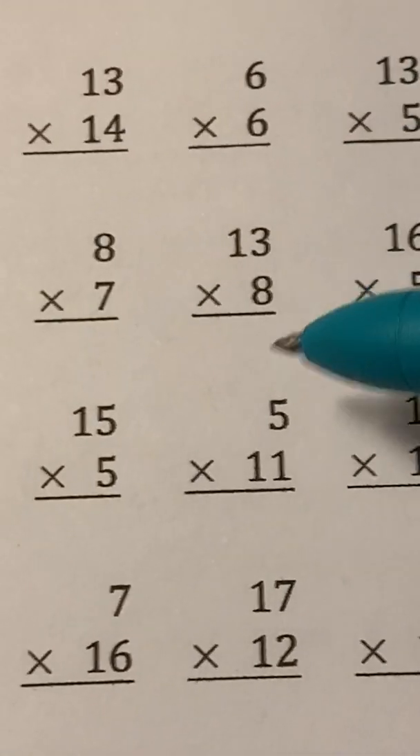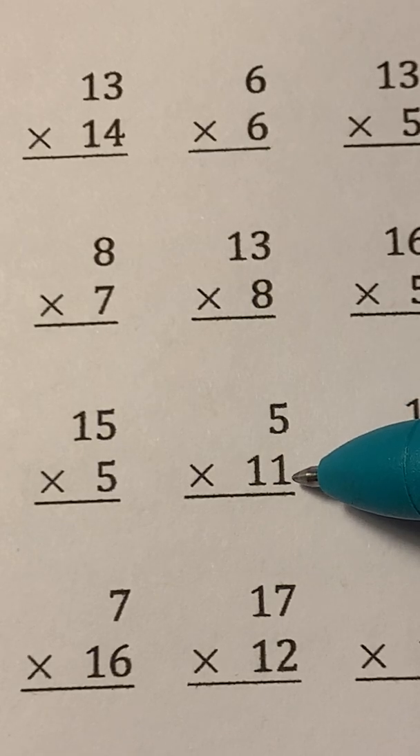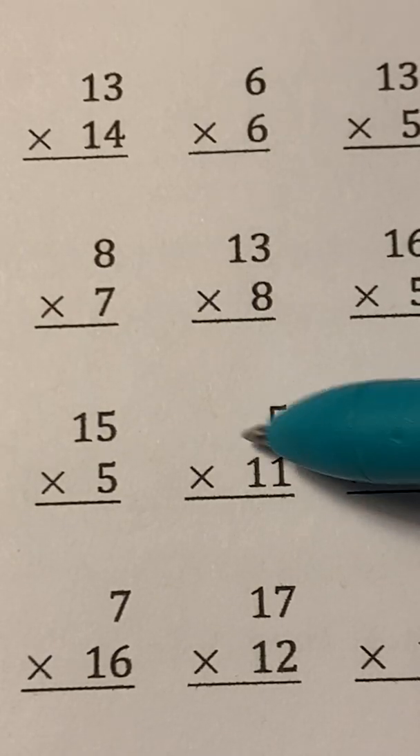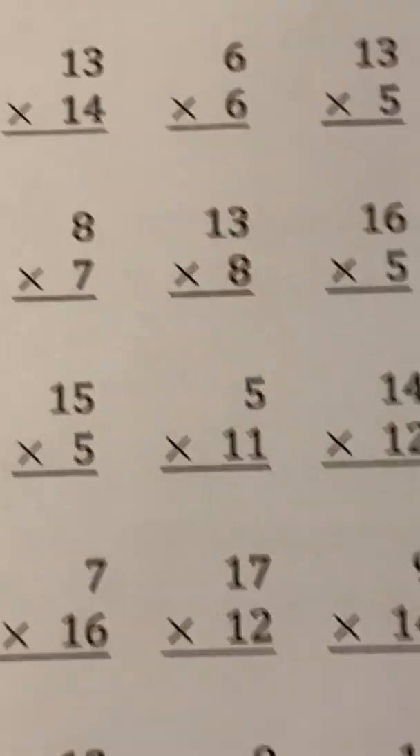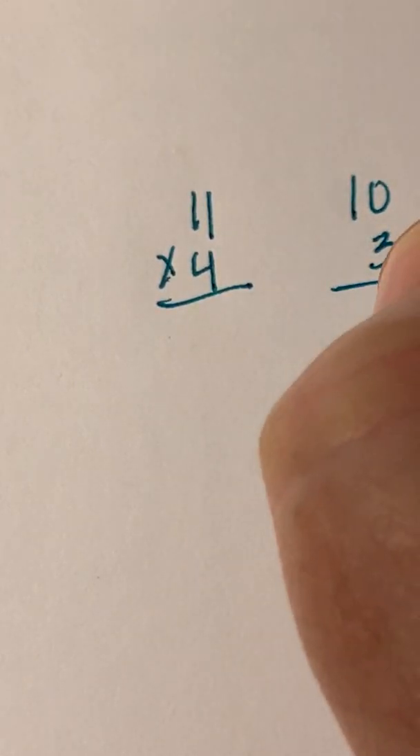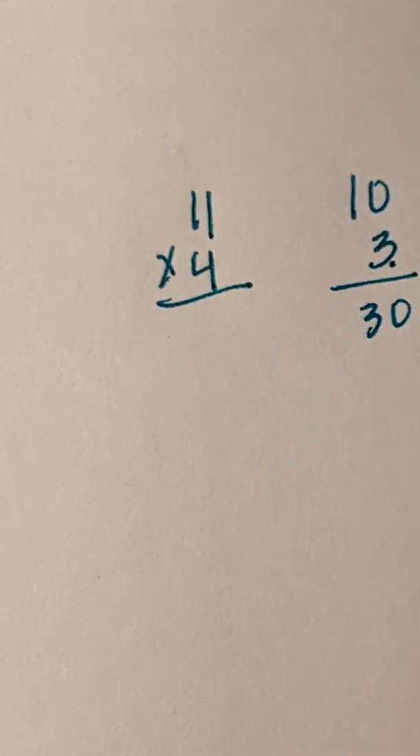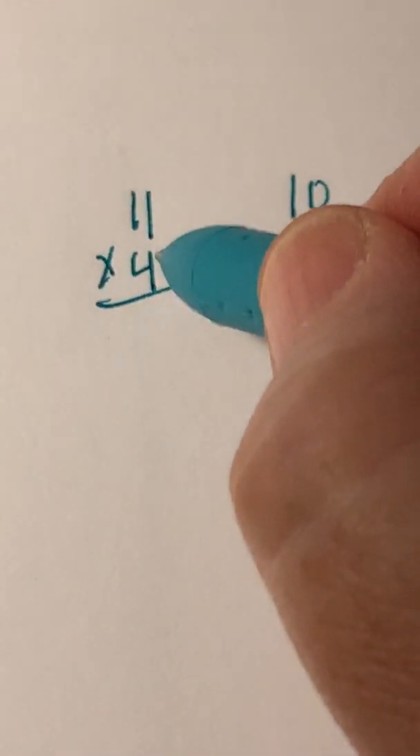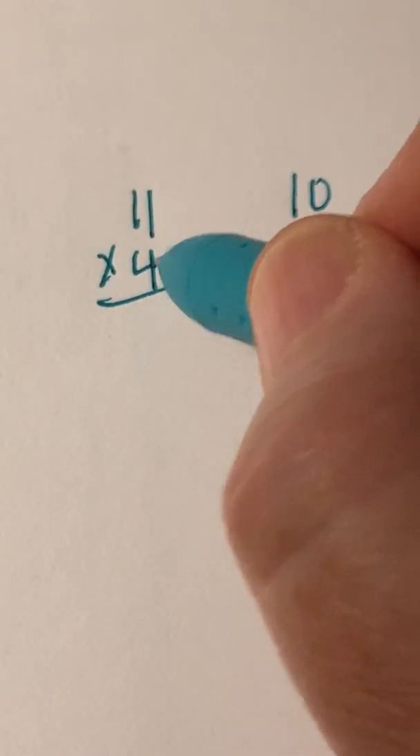Look at this one. Here's a hint. Anything times 11 is going to be this number twice. It's going to be 55. That's a little secret just to make it faster. Watch. So 11 times 4 is going to be, you know how the secret anything times 10 is this number plus a 0, right? Well, anything times 11 is this number twice. And I'll do it for you to show you.